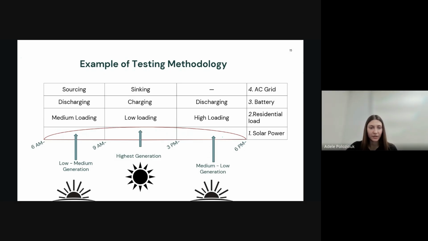Next, after knowing that, we want to know how much power is being required from the residential load. And this will always be demanded regardless of the other three interfaces. So this is independent. In this case, I chose for all my test systems to have medium loading in the morning, a low amount of loading in the midday, and a high amount of loading in the late afternoon.